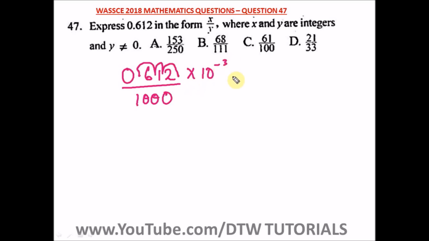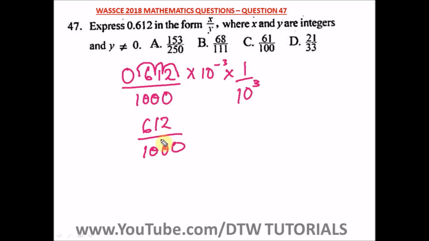And times 10 raised to power minus 3 is times 1 over 10 raised to power 3. That's how we got our 1000, because 10 raised to power 3 is 10 times 10 times 10, which will give us 1000. So here we have 612 divided by 1000.